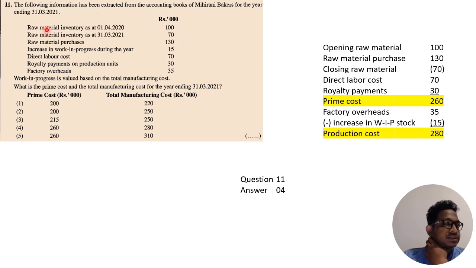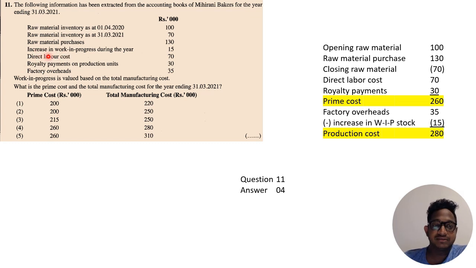So here is the following information extracted, and here they are asking the prime cost and the total manufacturing cost. And work in progress is valued based on the total manufacturing cost. So that is the general procedure that we have to follow when you are recording the work in progress. Right? So opening raw material plus purchases minus closing raw materials, direct labor cost and royalty payments. So your prime cost should be 260 and the factory overhead 35, and that is the place that you should adjust the work in progress.